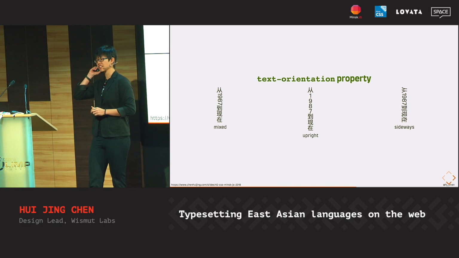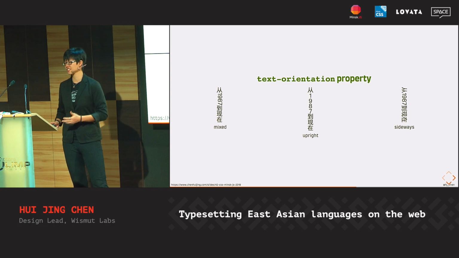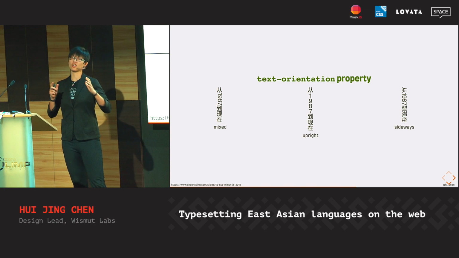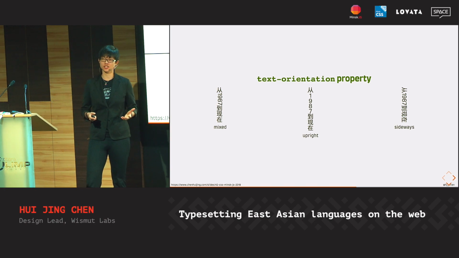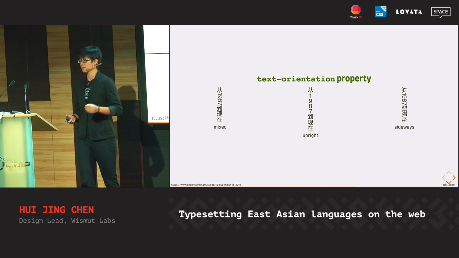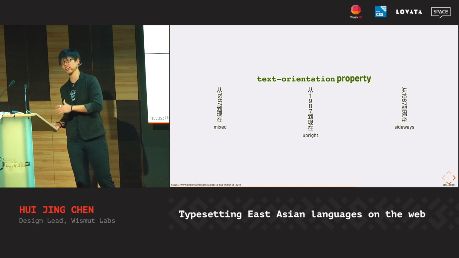So for text orientation, the initial value is mixed, because browsers are smart enough to tell which languages can be typeset in both vertical and horizontal orientation, or horizontal only. So Chinese characters, for example, will always appear upright, while horizontal-only languages like English will have their characters rotated when vertical. But the text orientation property allows us to control this and make all the characters upright or sideways if we want to.